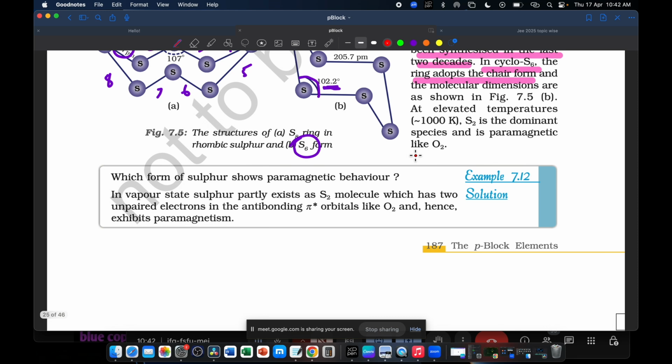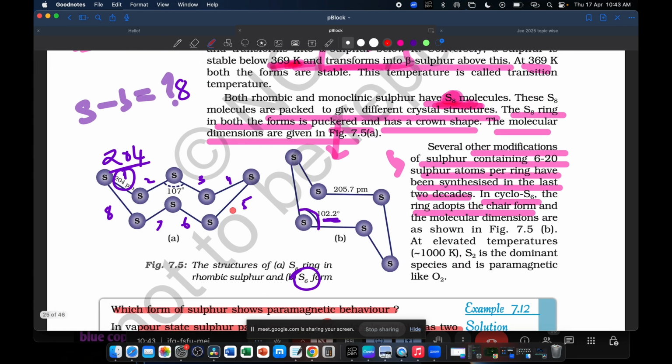So S2 के बारे में he has given some note here. We read it. So which of the forms of sulfur show paramagnetic nature? So answer is what? S8 shows the paramagnetic nature. The vapor state sulfur partly exists as S2, molecules of which have two unpaired electrons in antibonding pi orbitals like O2, hence it exhibits paramagnetism. Okay.